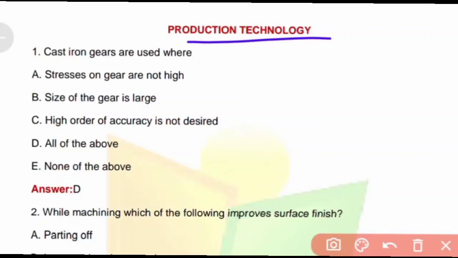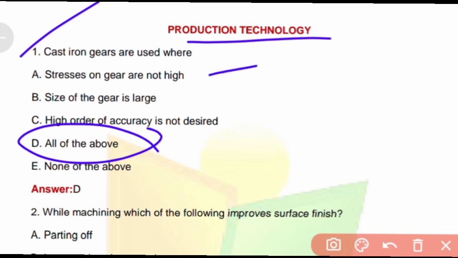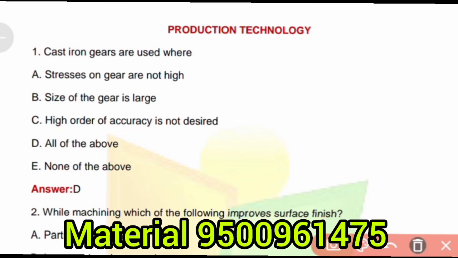Production technology. Cast iron gears are used where all of the above: stresses on gear are not high, size of the gear is large, high order of accuracy is not desired.